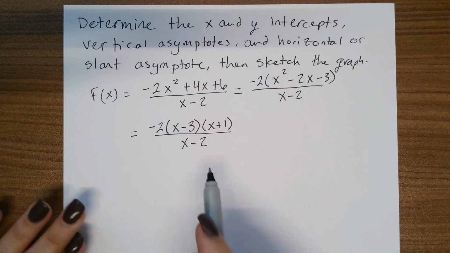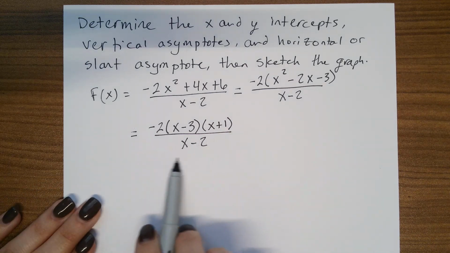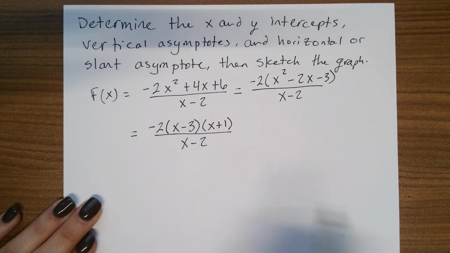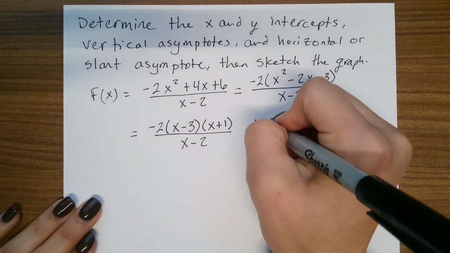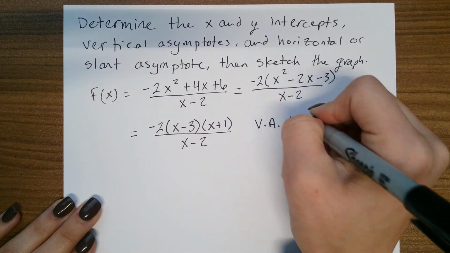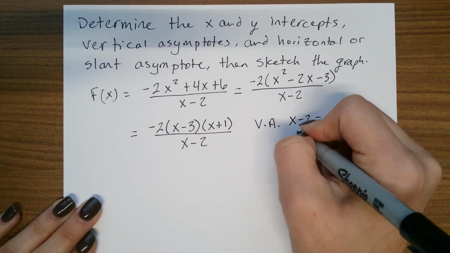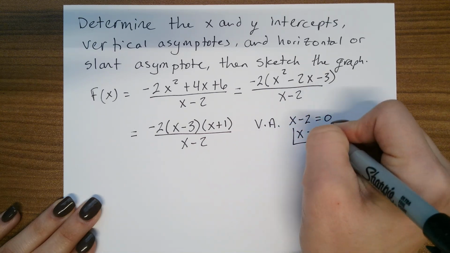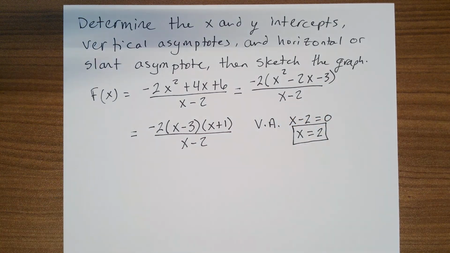Since nothing cancels out, then I know from the denominator that I will have a vertical asymptote. So I'm going to go ahead and figure that out. For my vertical asymptote, I'm going to take the denominator, set it equal to 0, so I get x is equal to positive 2. There's my vertical asymptote.